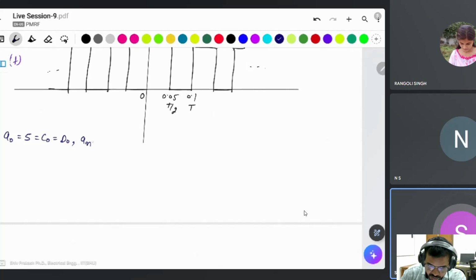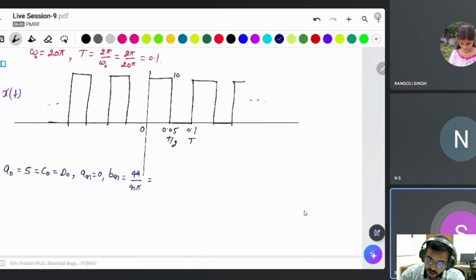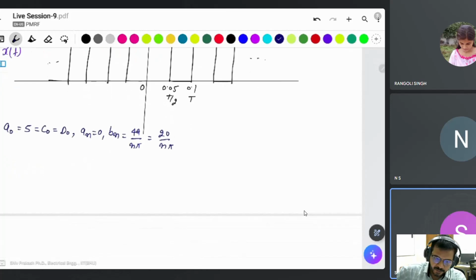An is same as 0, bn without shifting is 4a by n pi, a is 5. You can't take a as 10, because 10 is after the shifting, but the source signal is for the shifting, which is already counted in every signal. That's why you need only 5 without shifting. It is 20 by n pi, presented in the odd function only. The odd harmonics are there only.